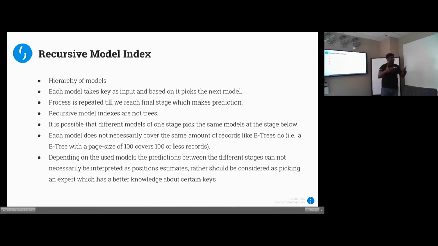In a B-tree, you have a page size and you have to deal with certain things. Like I said, 100 is my page size, going from 100 million to 10K, then 10K to 100. That's the way I'm dealing with it. In this case, it's fairly easy. It does not have the same amount of records. You can tune it to whichever level you want. So that is one thing.